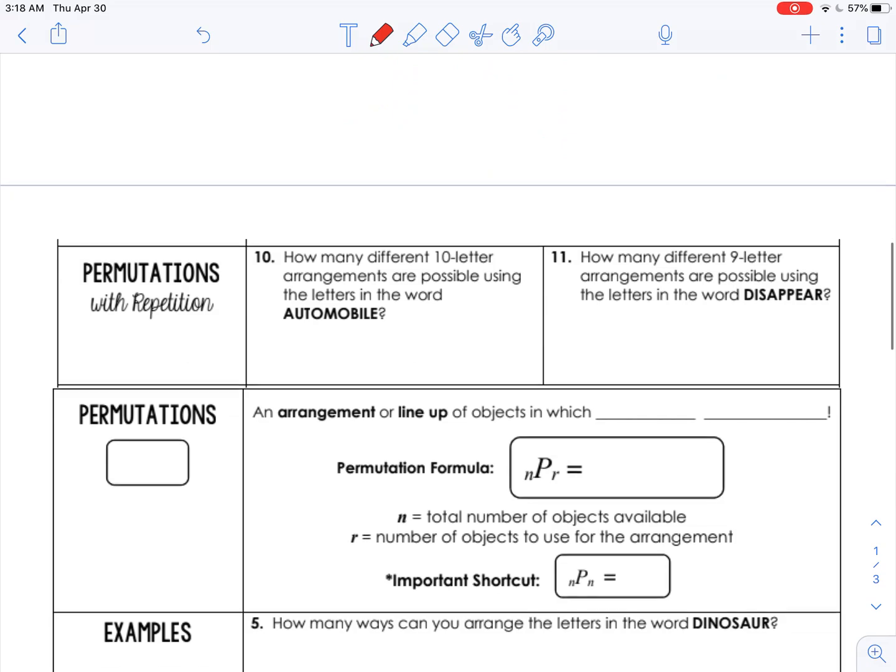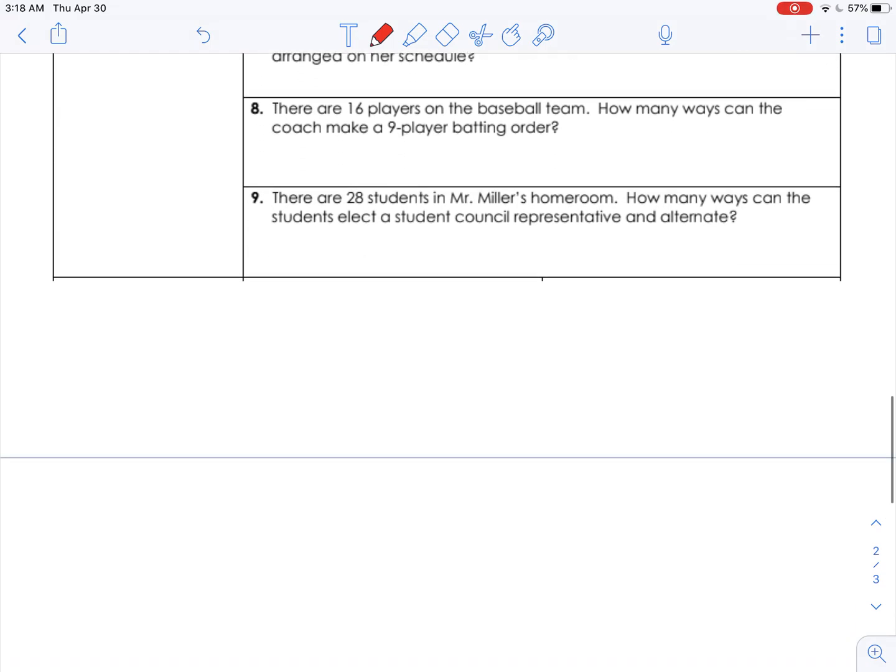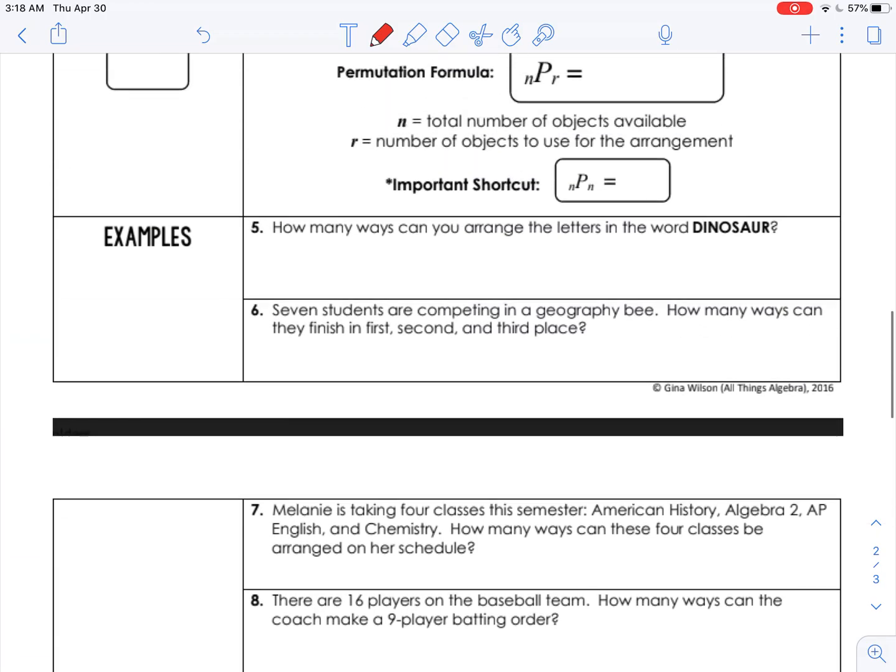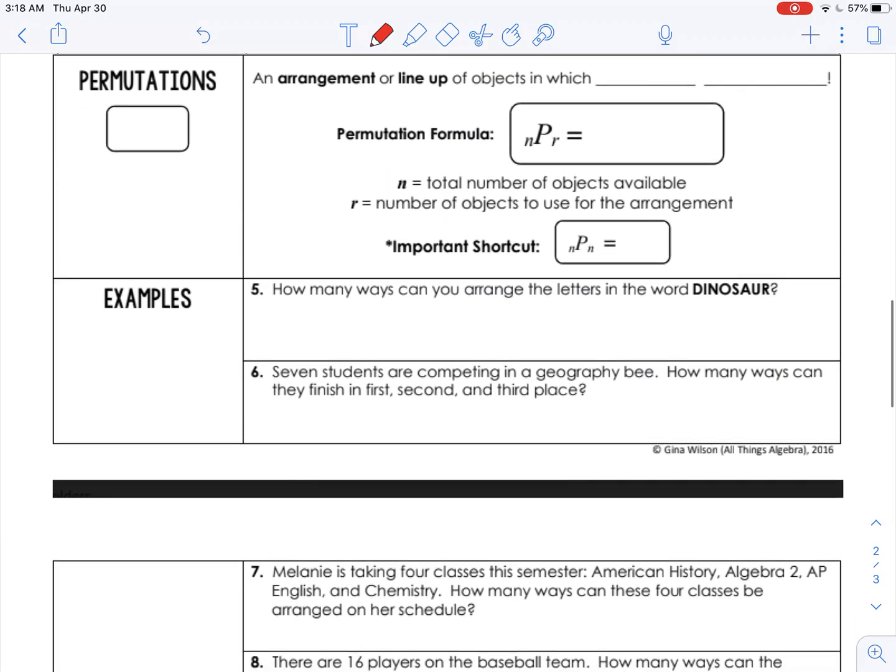And now we're getting into the permutations. This is what we did yesterday. So this is an arrangement where order matters. This is when we were talking about arranging the letters in the word dinosaur. So, in the word dinosaur, how many letters do I have? 1, 2, 3, 4, 5, 6, 7, 8. So I have 8 letters to pick from.